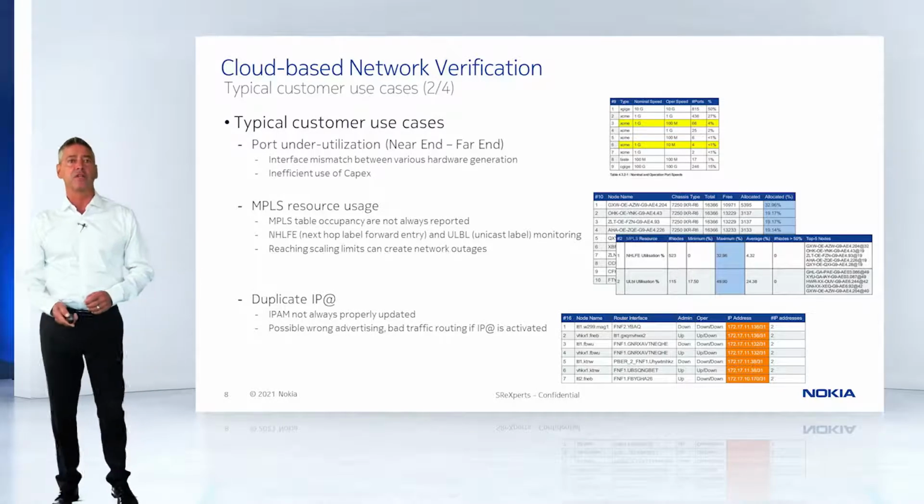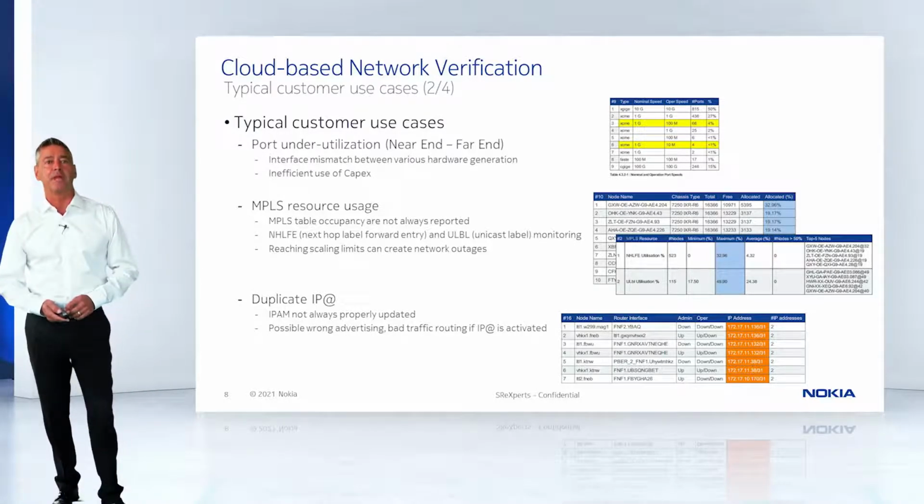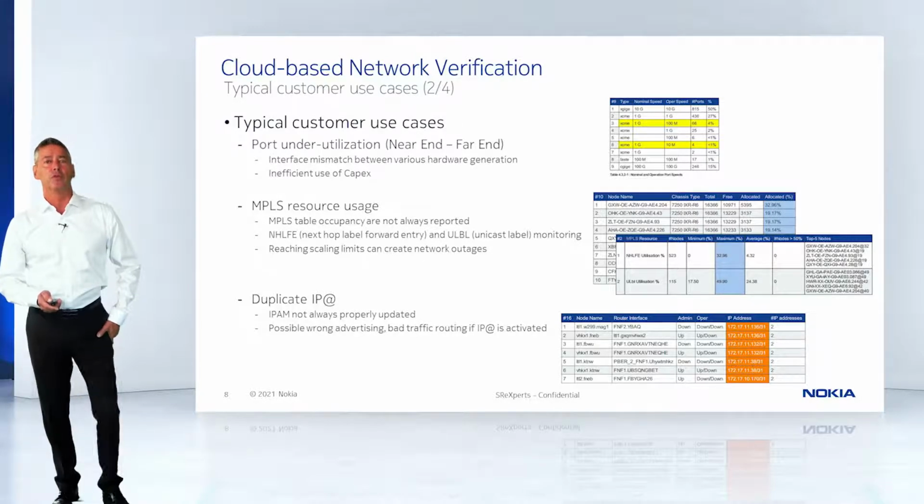Duplicate IP address is another one also. So if you have duplicate IP addresses, possible wrong advertising, back traffic routing, an IP is activated. Also, if you look in the reports, it's all color-coded, so you can jump to the orange and jump to the yellow. And if it's blue, basically don't worry about it.